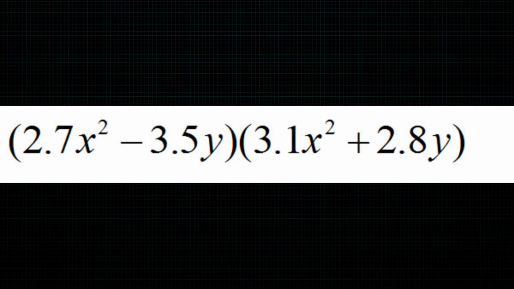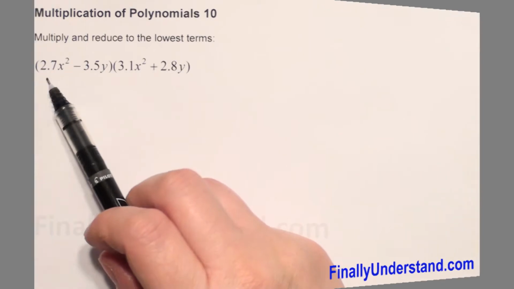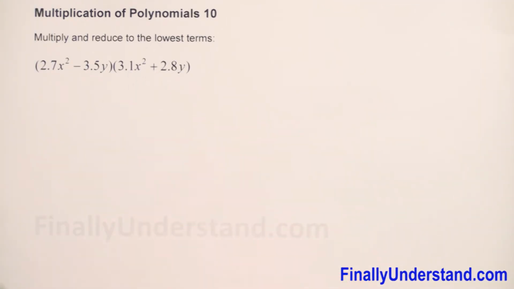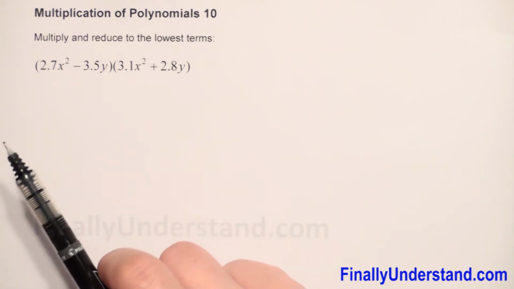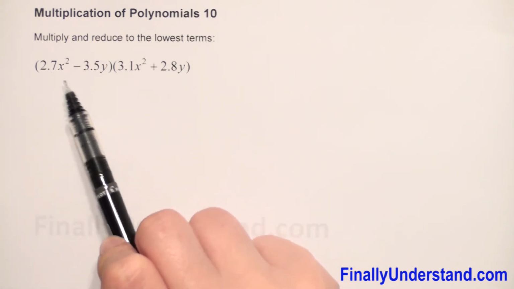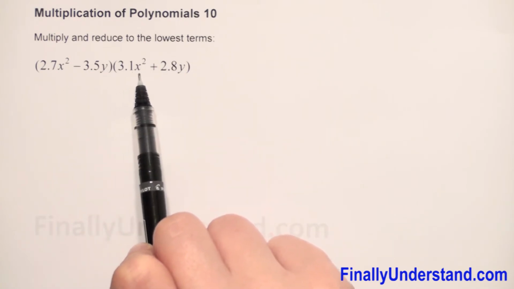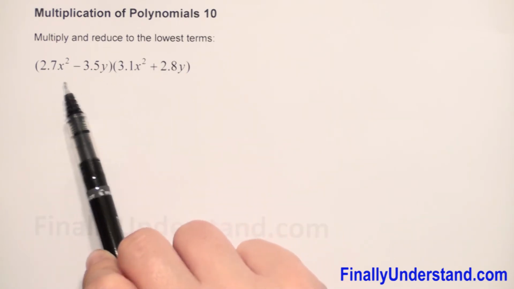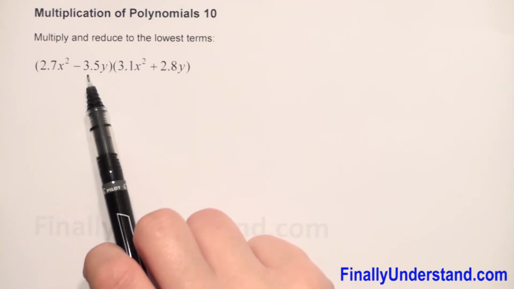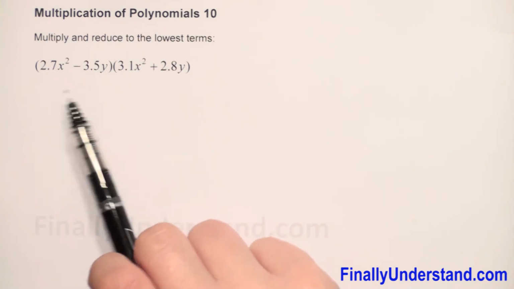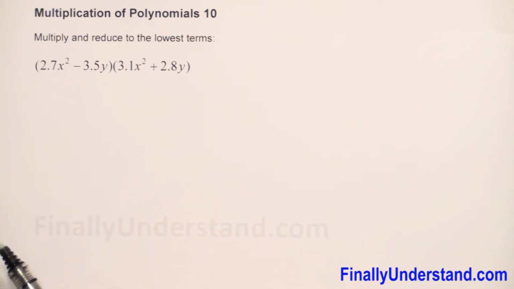We have multiplication of two binomials. Why? Because in the first parenthesis we have two terms and in the second parenthesis we have two terms. First we have to check if we don't have the same terms. But here we have 2.7x squared and 3.1x squared. So these terms are different, and 3.5 and 2.8y, so we cannot use here the difference of two perfect squares formula.